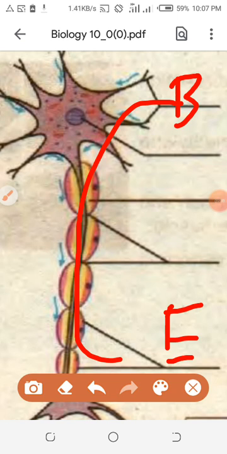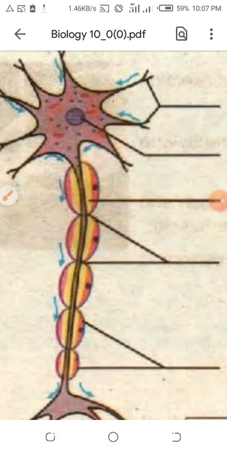And what is another type of neuron? The sensory neuron. What is the function of the sensory neuron? The sensory neuron conducts the message from the receptors to the CNS, to the brain. It's very simple, the opposite way to the motor neuron. It will carry the message from the receptor to the CNS.